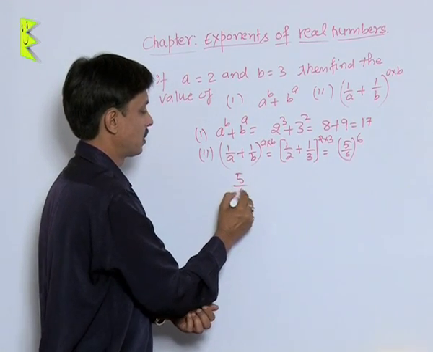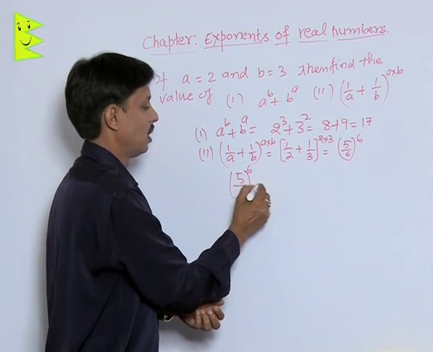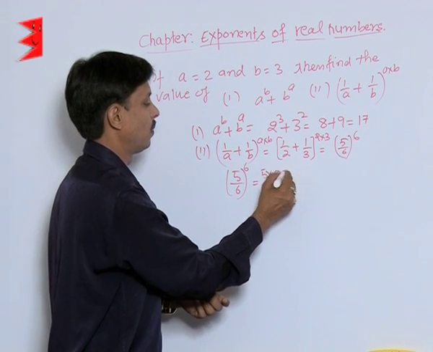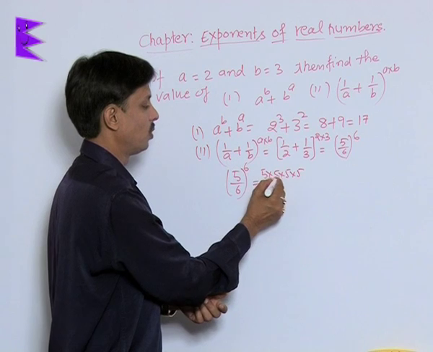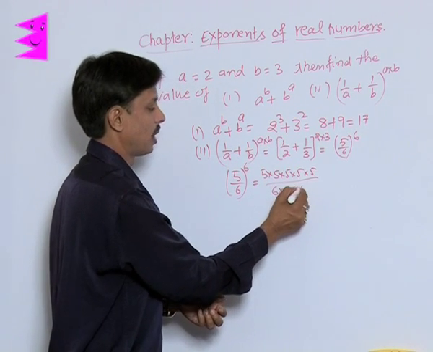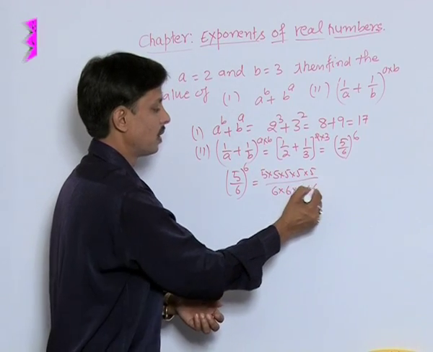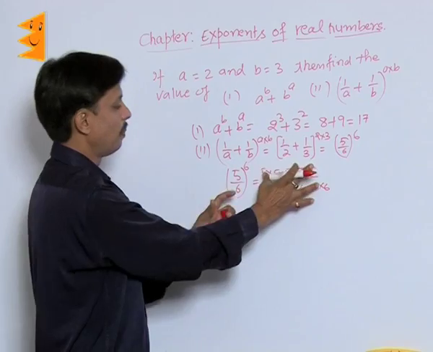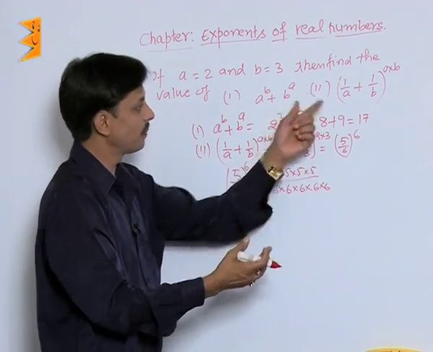5 by 6 raised to the power 6 can be simplified by writing 5 into 5 into 5 into 5, four times into 5, upon 6 into 6 into 6 into 6, four times, then 6. So the simplification of this part will give you the answer.